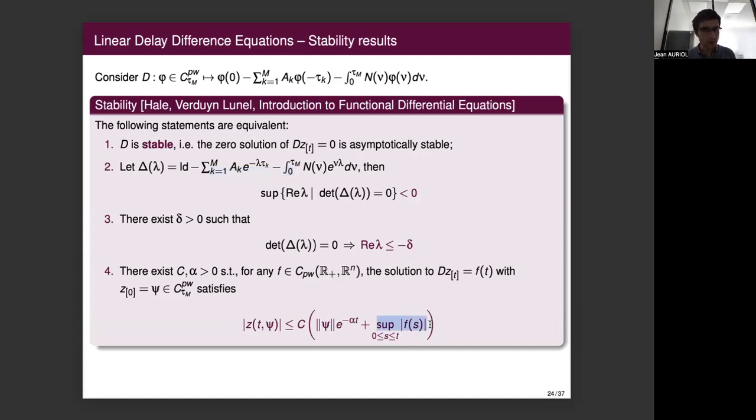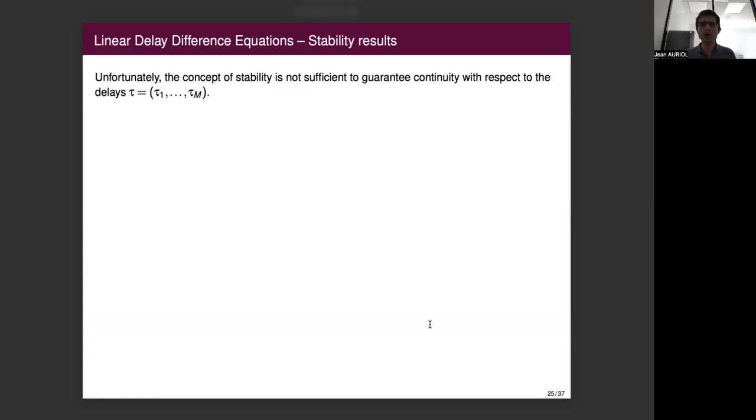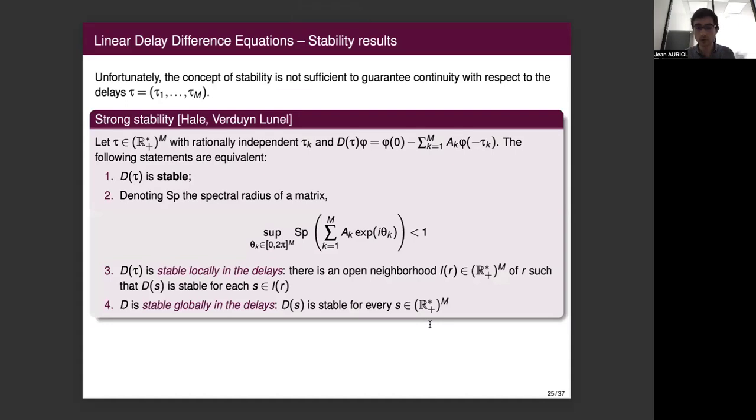So you already know that you have an ISS result. However, it does not give you the ISS Lyapunov functional. Moreover, for this kind of equation, as I showed previously, you may not have stability continuity with respect to the delays. That's why they added this additional condition, which is basically a concept of strong stability, and it corresponds to our robustness condition. So it's just another way to verify this robustness condition.